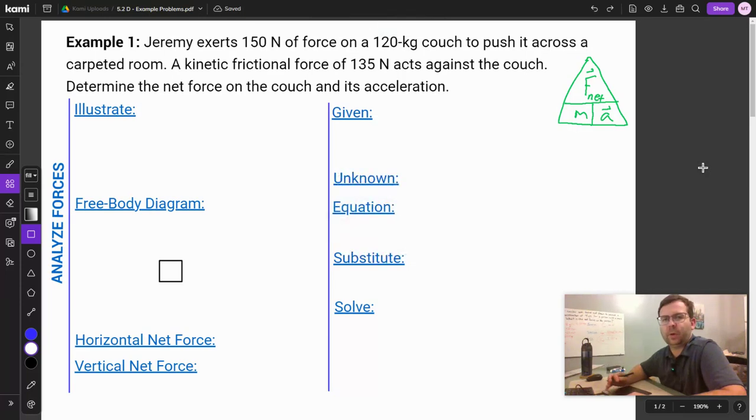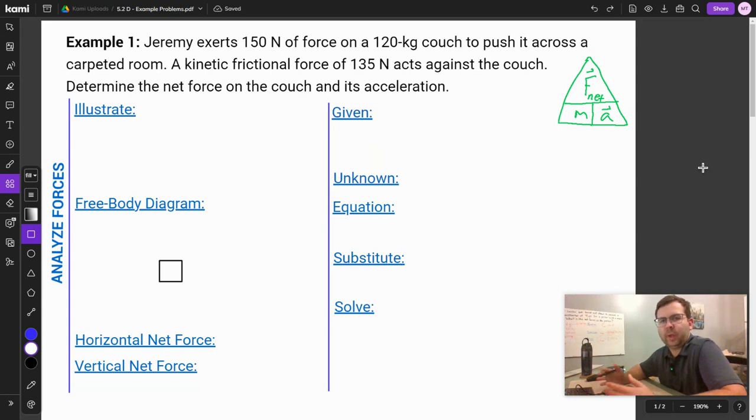Hi, this video is about solving problems involving Newton's second law and multiple forces acting. So in our example here, Jeremy exerts 150 newtons of force on a 120 kilogram couch to push it across a carpeted room. A kinetic frictional force of 135 newtons acts against the couch. Determine the net force on the couch and its acceleration.